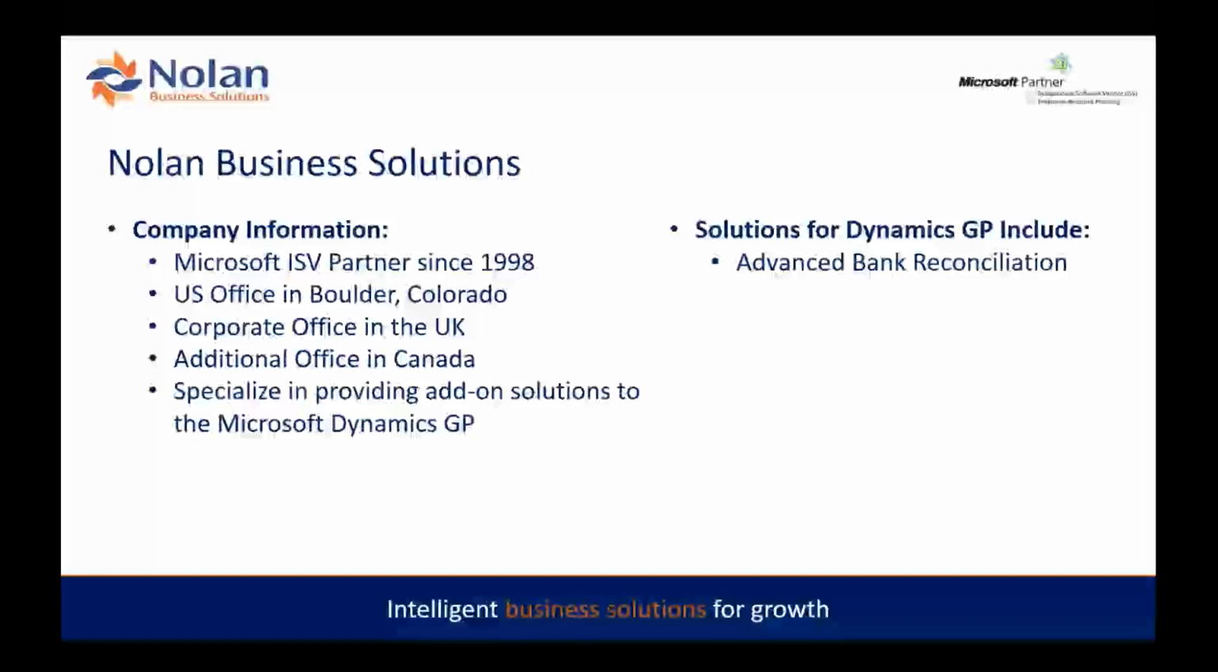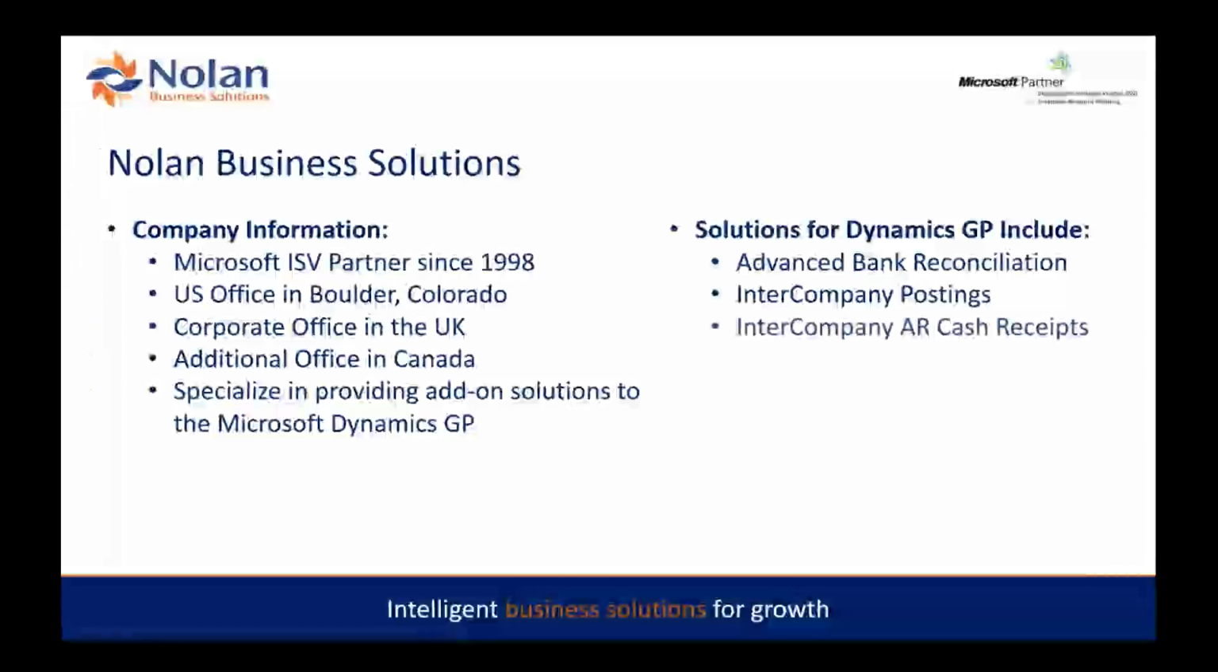Advanced Bank Reconciliation, which focuses on automating an organization's bank reconciliation process and improving its cash management function. Intercompany postings and intercompany AR cash receipts simplify processing of transactions between related companies. Transactions are entered once in the source company and are immediately visible and updated in your destination company.